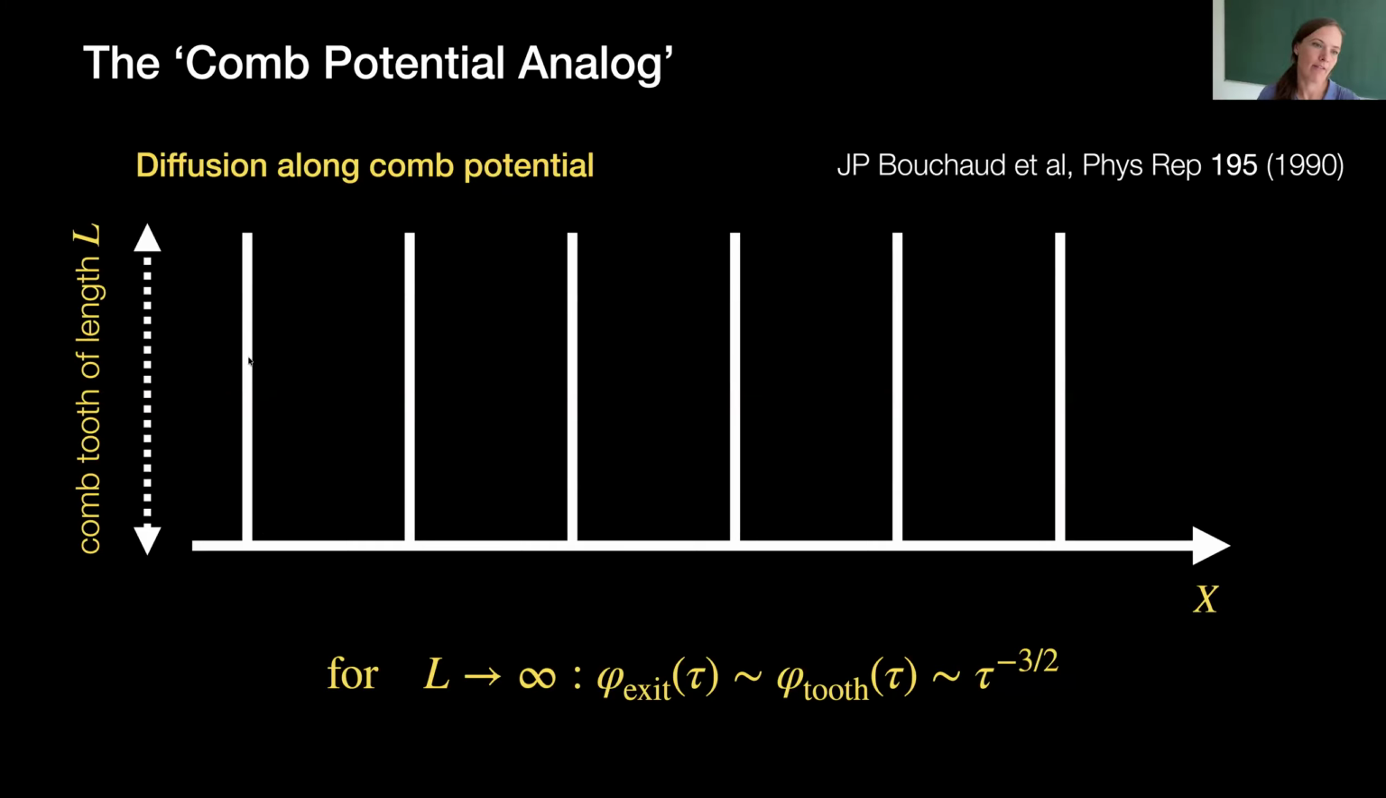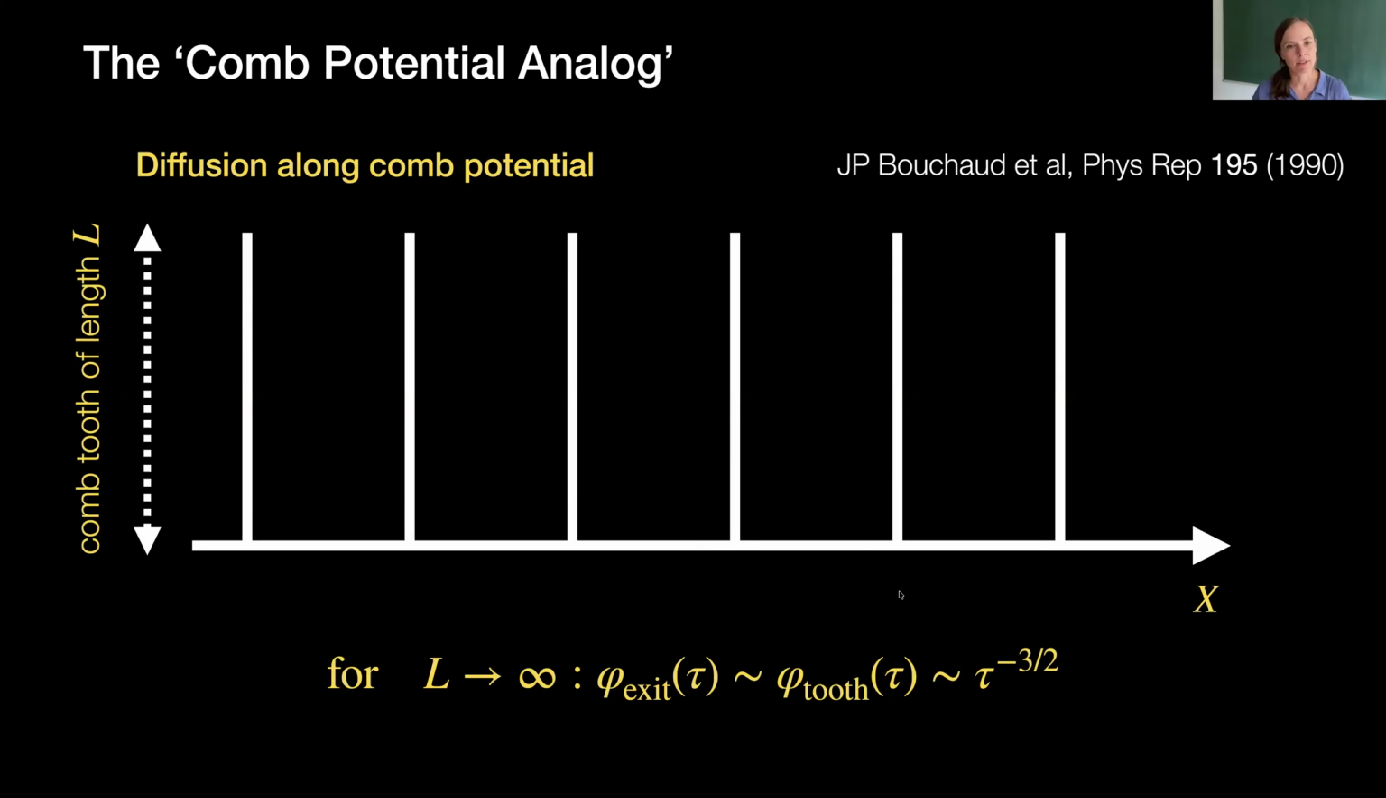And these combs can actually have a certain length L. If this length L goes to infinity, one can show that the first passage time to move along this exit, along this x direction, scales with an exponent of tau to the minus 3/2, because this transport is essentially determined by diffusion along a single line. In other words, how fast the particle can diffuse from left to right really depends on how long it takes the particle to come back if it diffuses along one of these long combs. And this is essentially the 1D first passage problem of classical diffusion.